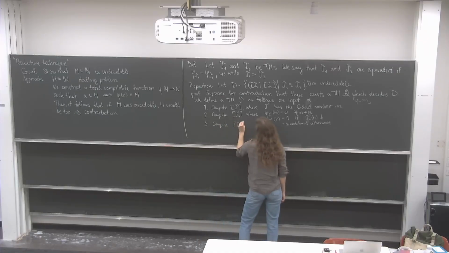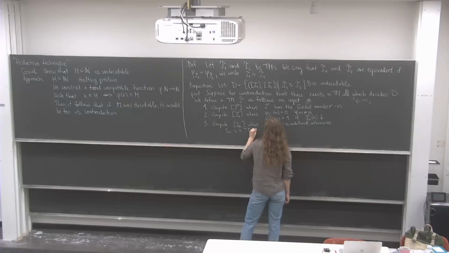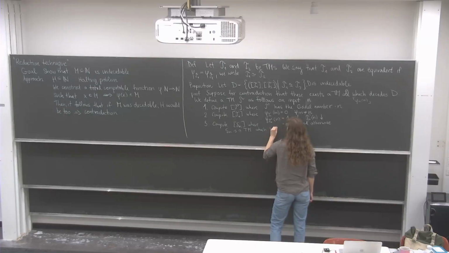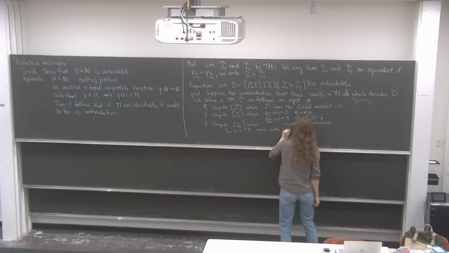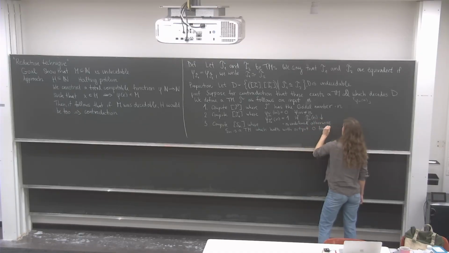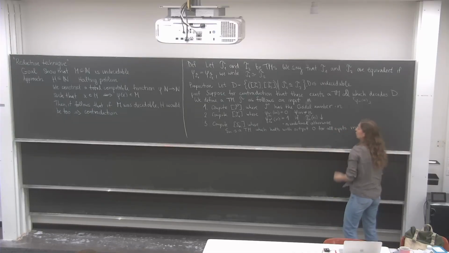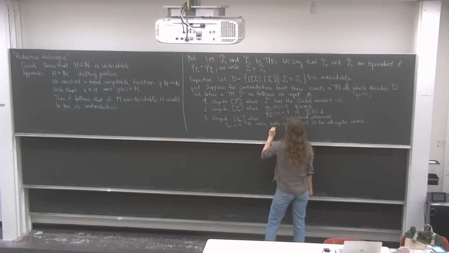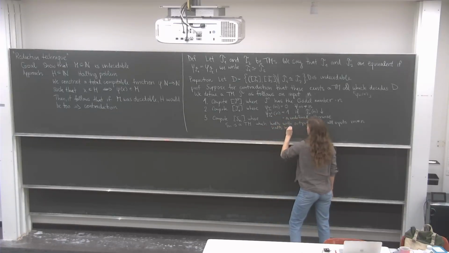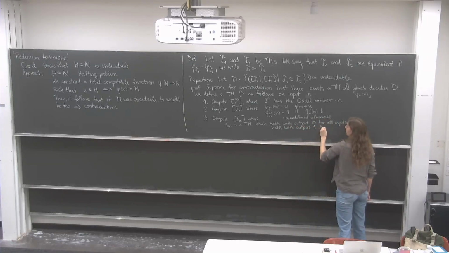which we can call delta n, where delta n is a TM which halts with output 0 for all inputs m different from n, and halts with output 1 for input n.